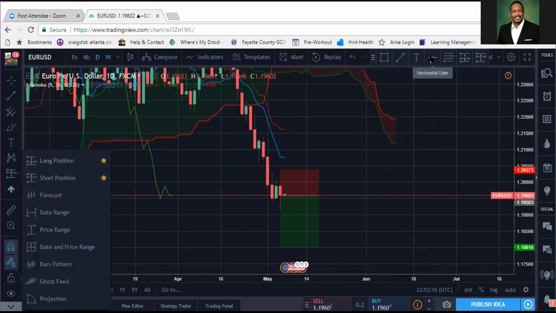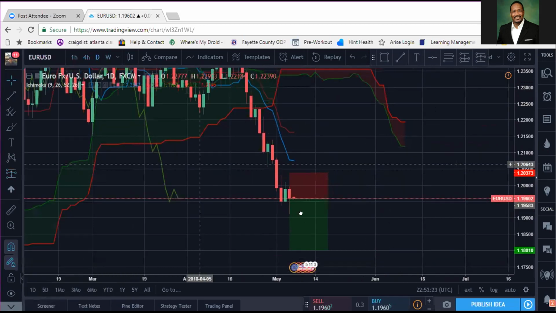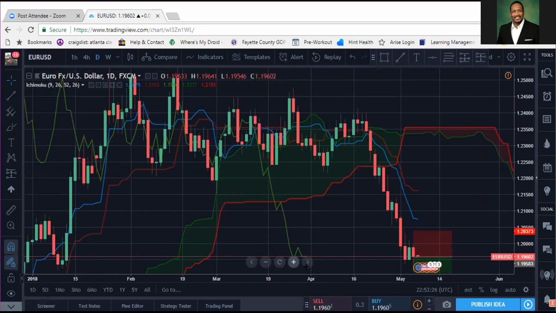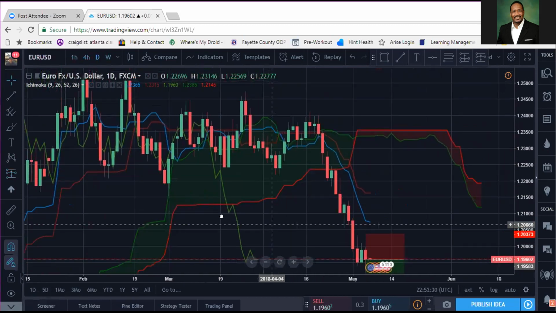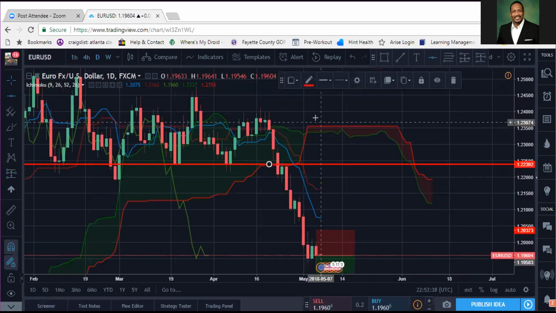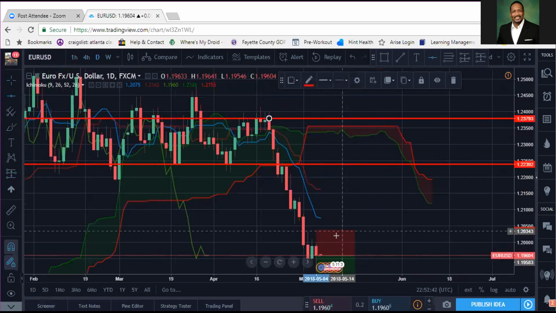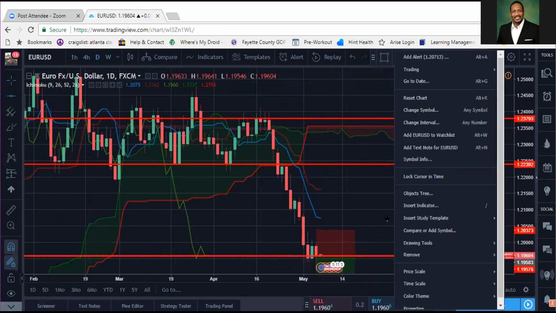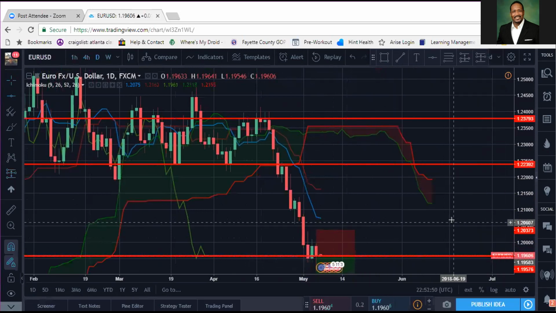I also have my horizontal line and my trend line. Another thing is you can take your Conjunct Sun line, this green line that's here, guys, and base your support and resistance lines off that. I can use that as support and resistance lines for the future.